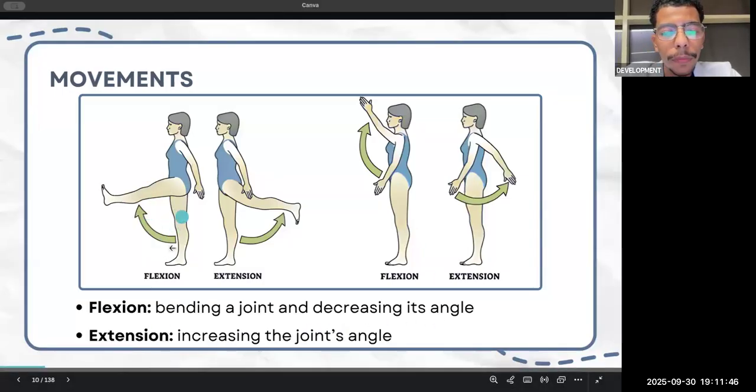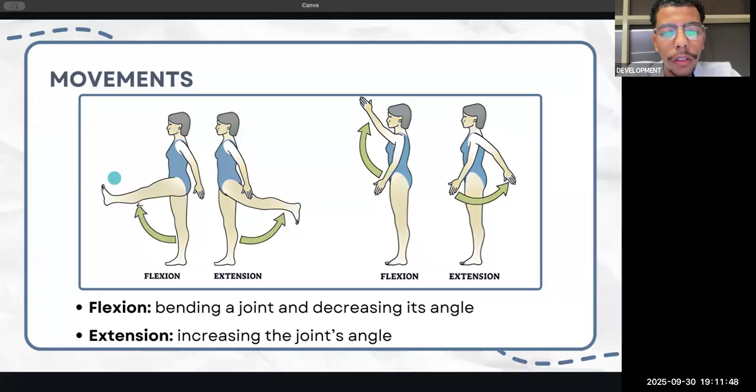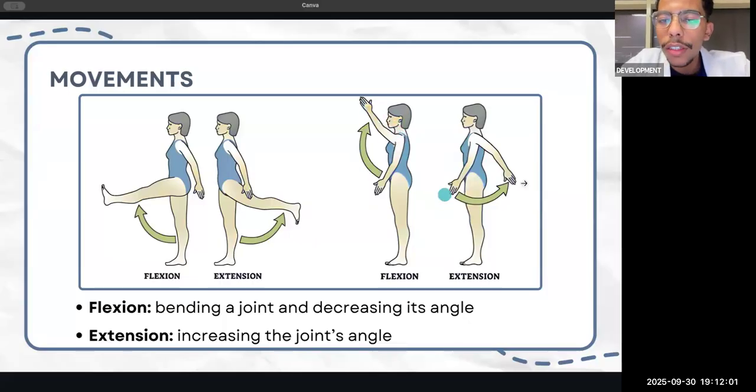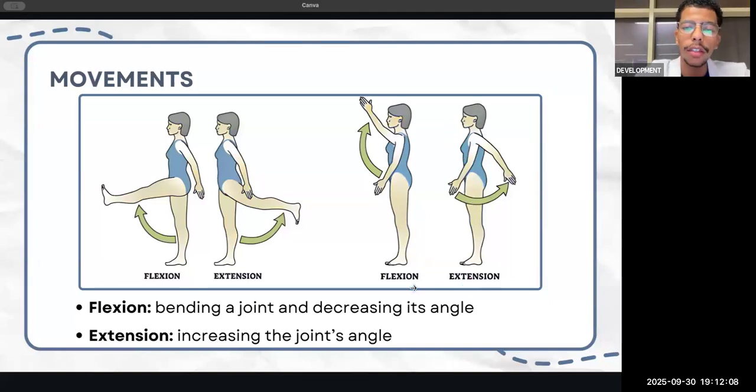So look here in the picture. When she flexes her leg, the angle here decreases. When she extends it, the angle increases. Same thing with the arm. When she flexes it at the shoulder, can you guys see this angle? It gets smaller. However, when she extends it backwards, the angle becomes really big. Okay, so increasing the joint's angle is extension, decreasing the angle is flexion.